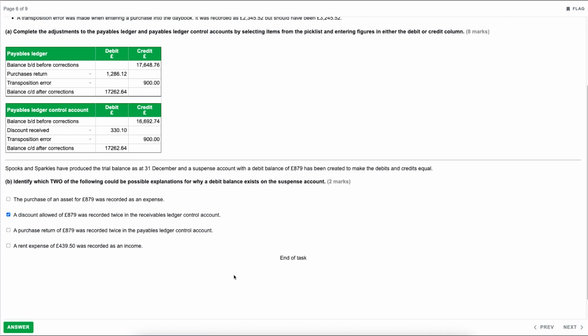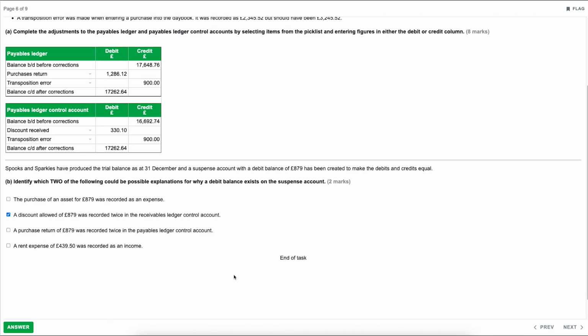Now, in this scenario, we're looking for something that's either caused our debit balances to be too low or our credit balances to be too high. So that would not be a plausible explanation as to why we have a debit balance in our suspense account. If it was the other way and we had a credit balance in our suspense, then that would be a possible reason. However, because it's not, it would not be.